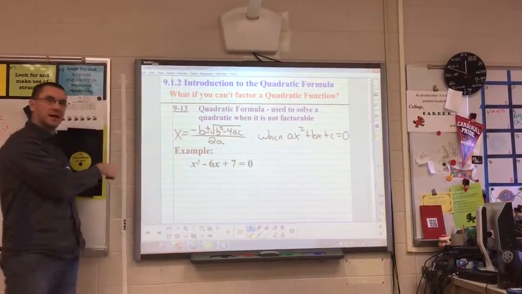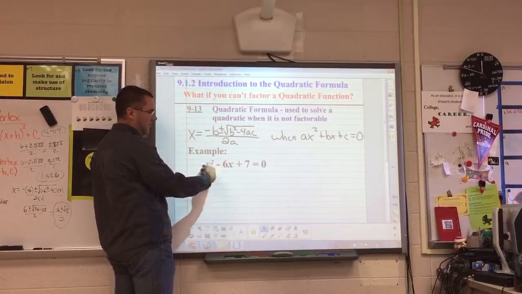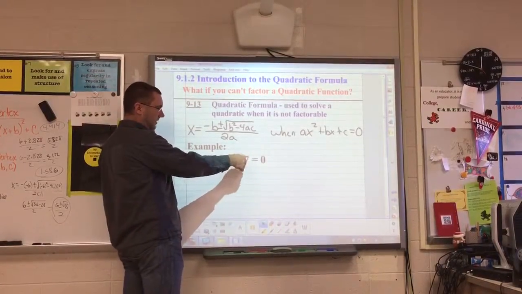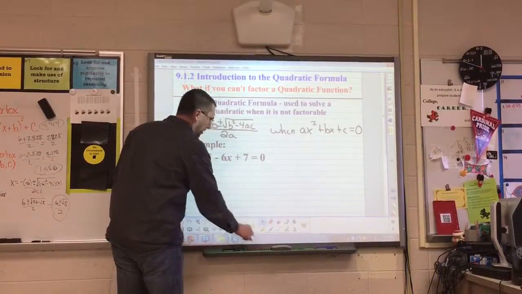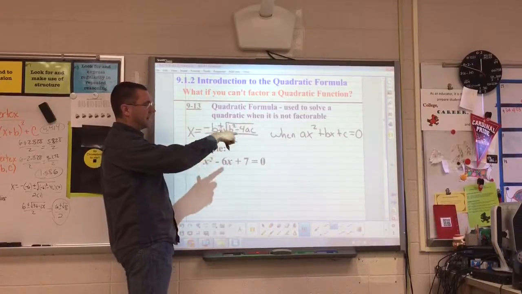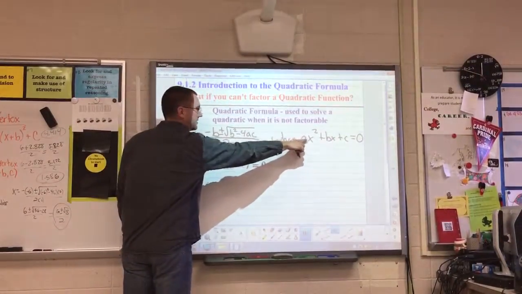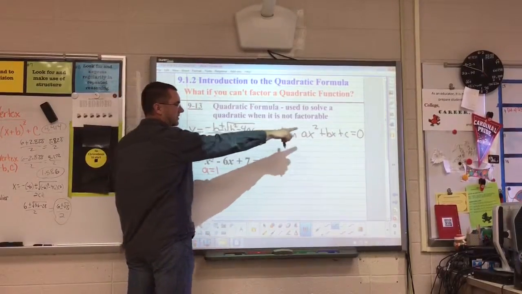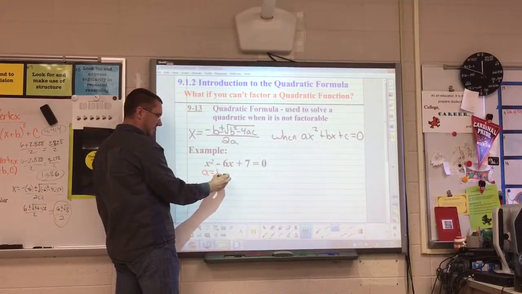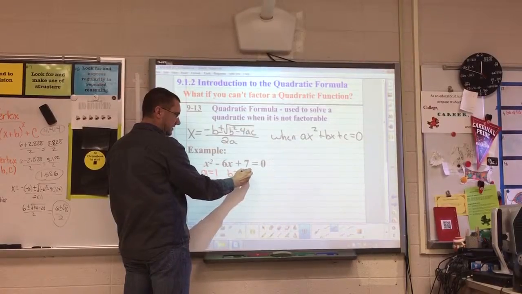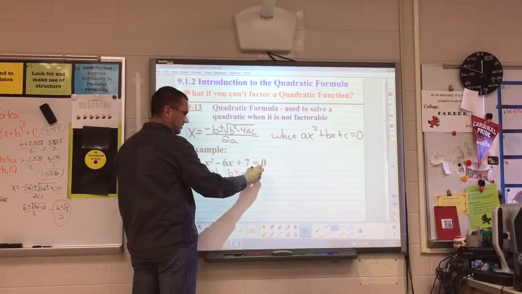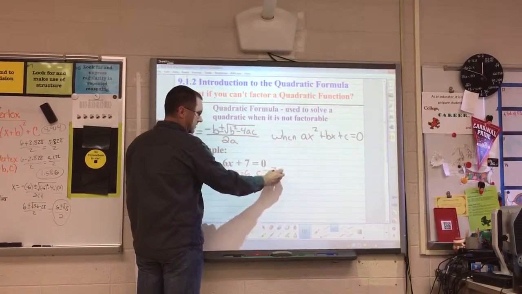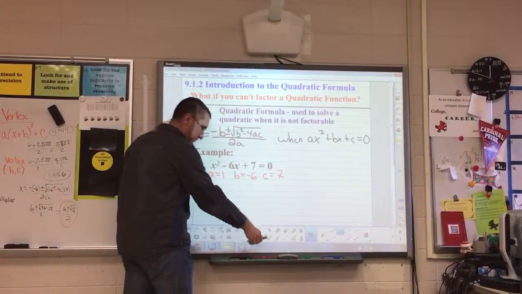So we're going to show you how to use it. It's x squared minus 6x plus 7. This problem's not factorable because nothing multiplies to 7 and adds to negative 6. So my first thing is going to be to write down what a, b, and c are. So a is the coefficient on x squared, so there's a 1 out front there. B is the coefficient on x, so b is going to be negative 6. And c is my constant term, so c is 7. Notice how my equation is equal to 0, which is important.